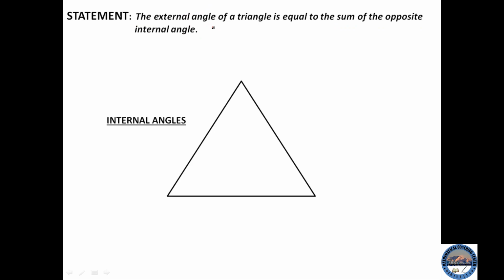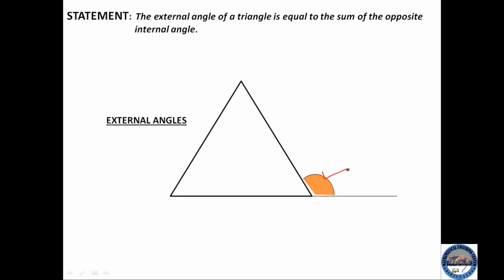So let's first see the internal angle. The angle that is made inside the three sides here is known as the internal angle of a triangle. So these are the internal angles of a triangle. So let's see the external angle. Whenever you extend any one of the sides of a triangle, the angle that is formed in the outer part is known as the external angle. So this is the external angle here.